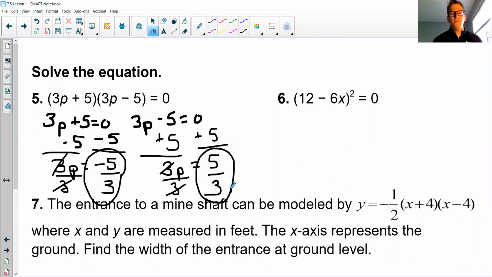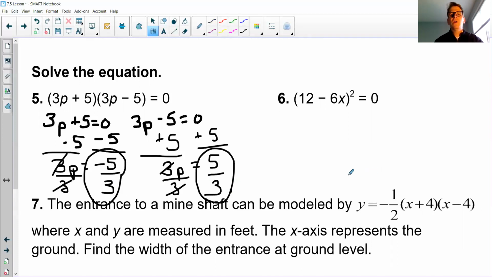That's the answer for number 5. Now don't get lazy and always assume the positive and negative. You want to figure them both out, because sometimes they don't exactly turn out that way. In this case, they do. But don't get lazy and just say, well, I've got my -5/3, so it's +5/3. It doesn't always turn out that way.